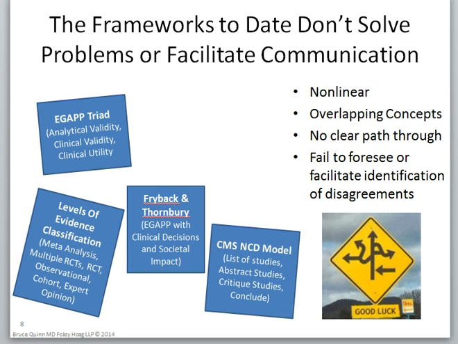Now, the problem with these approaches is that they're nonlinear. For example, you can't just add up the points for analytical validity and the points for clinical validity and know what the outcome is going to be. There are overlapping concepts. There's no clear path through these processes. And most importantly, they seem to fail to foresee or facilitate the identification of disagreements.